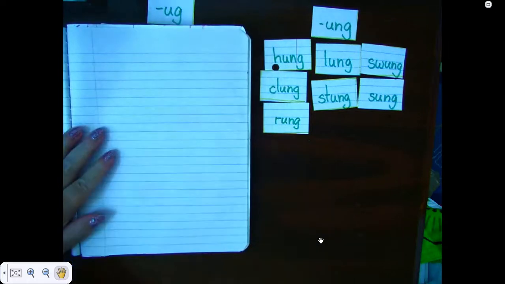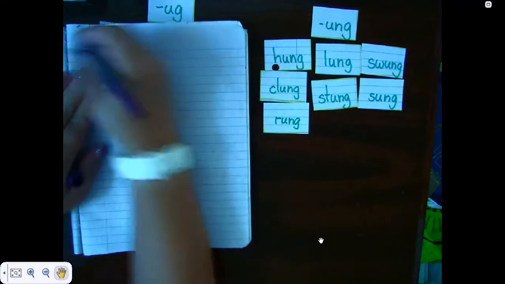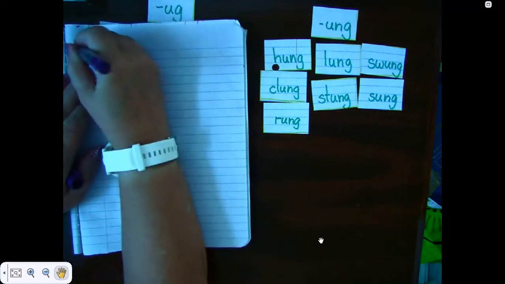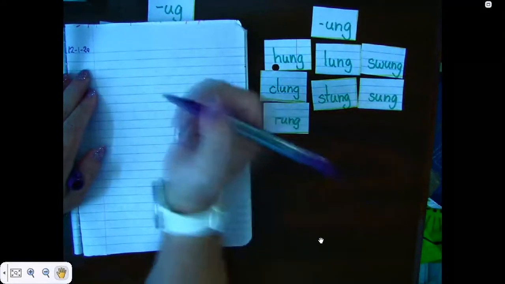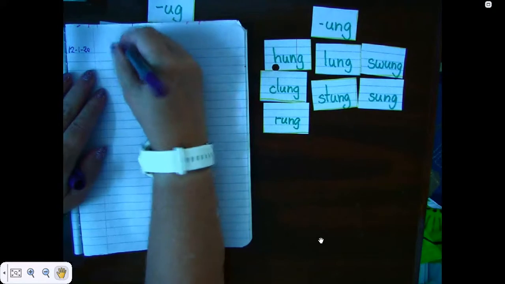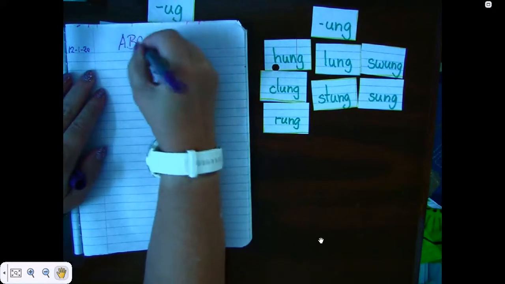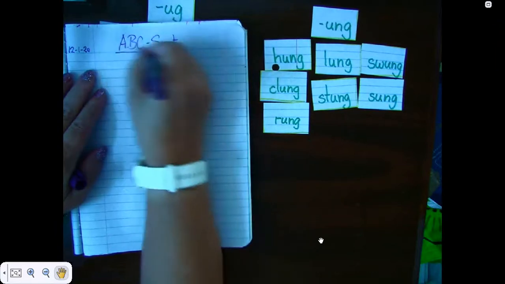All righty. Now that we have that, I'm going to put my notebook over here. And today is our ABC sort. So I'm going to write down the date, 12-1-20. I know your date is different. Go look in the corner of your laptop. And then you write down ABC sort. And we underline it.